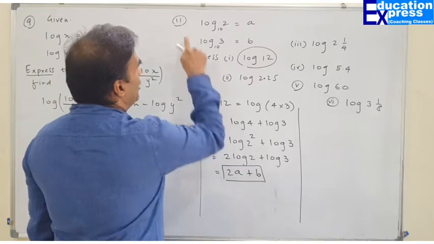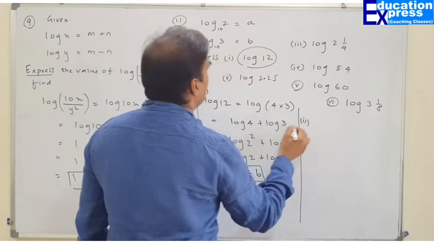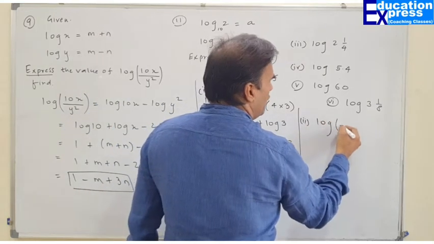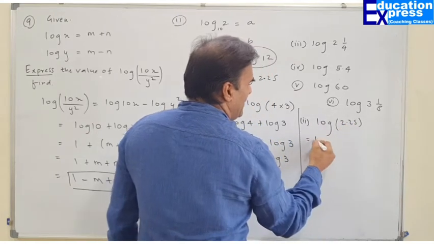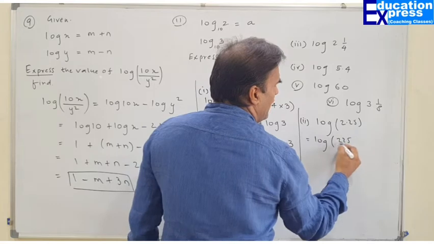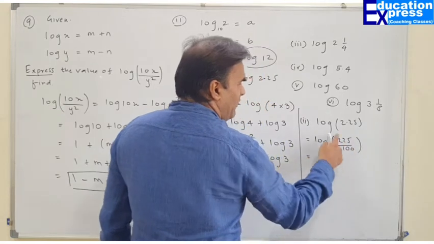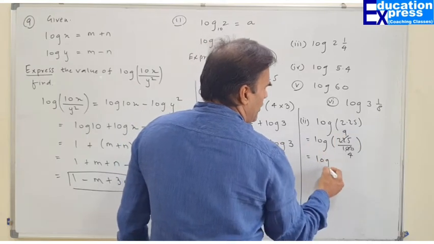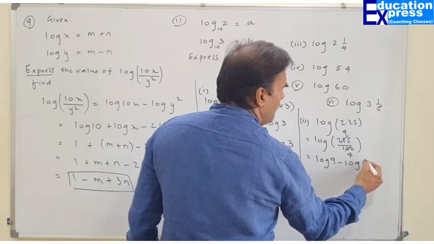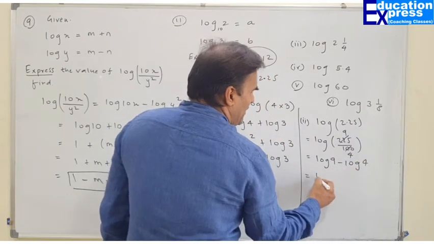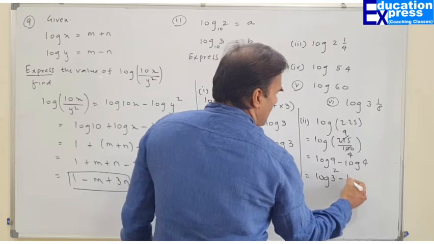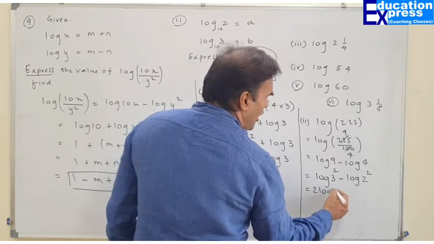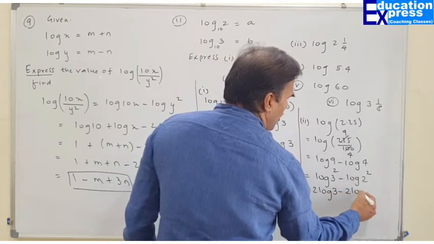This was the first part of question 11. Look at the second part of question 11. They want us to find out log of 2.25. Log of 2.25 can be written as, sir, log 225 upon 100. Can we divide this? Of course, sir. 25 fours are 100, 25 nines are 225. So you get log of 9 minus log of 4. Then what? This can be written as log of 3 square minus log of 2 square, which is nothing but 2 log 3 minus 2 log 2.